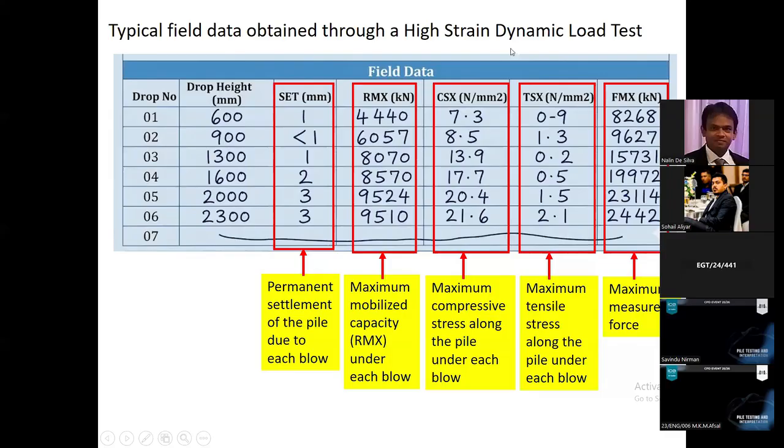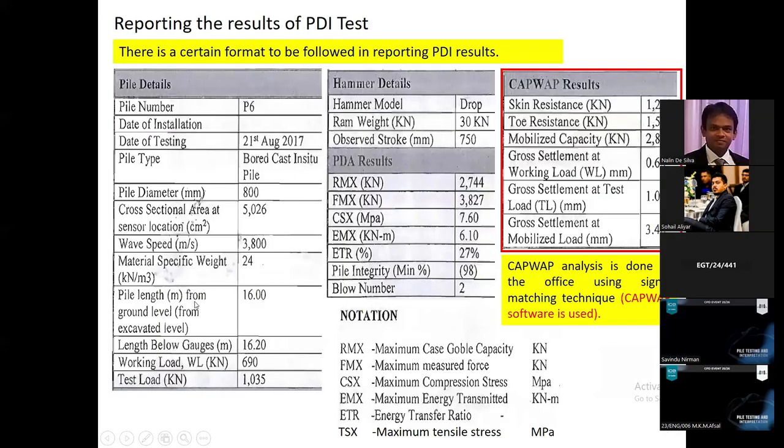So this is a typical field test data, right? The RMX value is calculated in real time. So this is what you can get from the PDA after conducting a PDA test. So you can see pile details, right? The length of the pile and the test load.